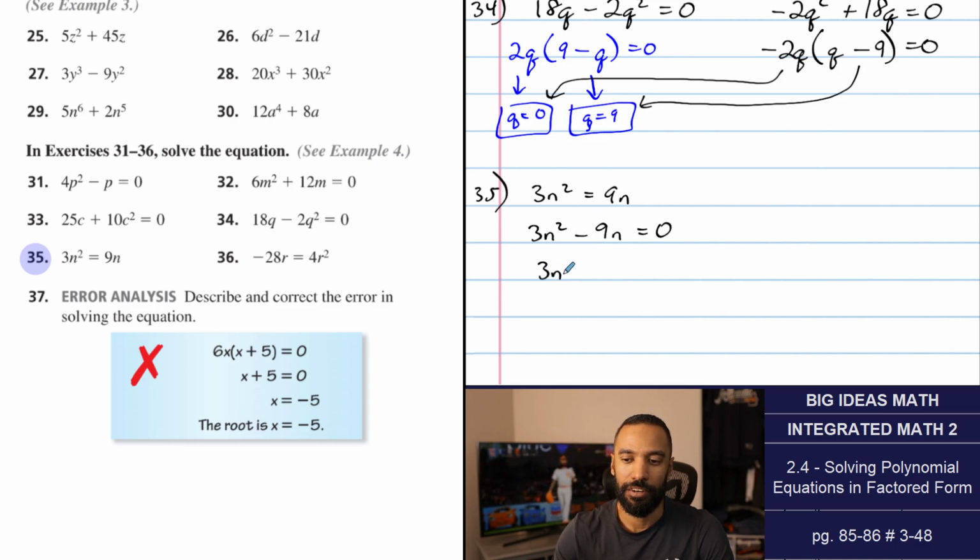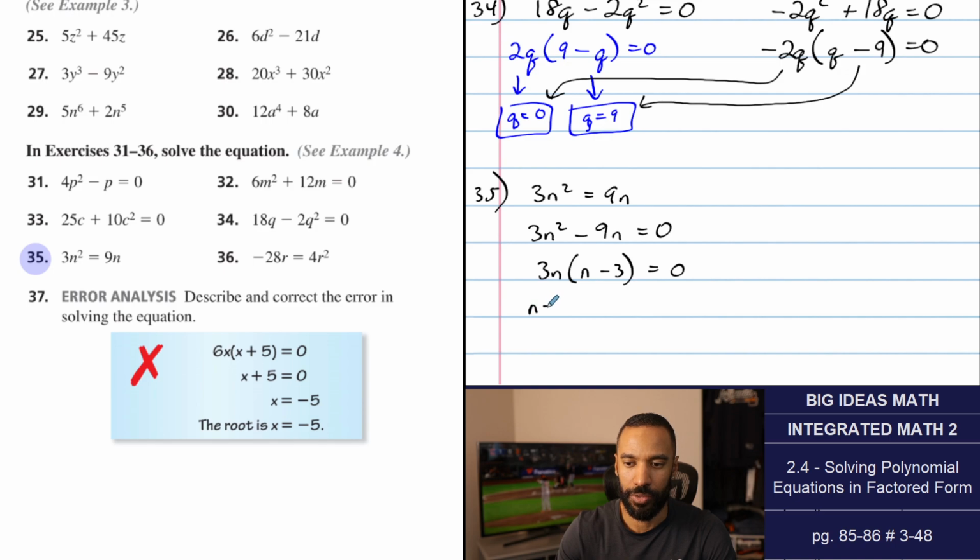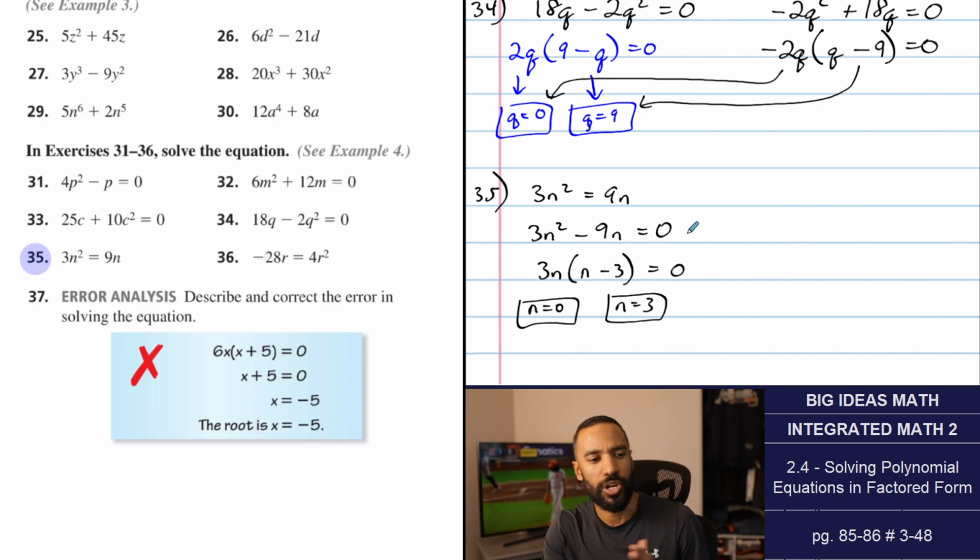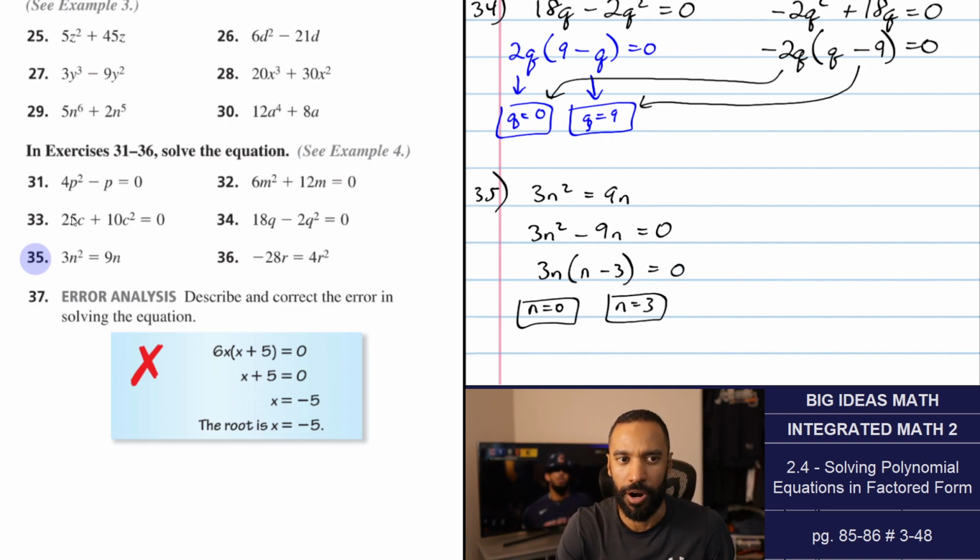So 3n can factor out. 3n times n is 3n squared. 3n times negative 3 is negative 9n. If 3n equals 0, then n equals 0. If n minus 3 equals 0, then n equals 3. You can see where my speed starts coming along here because we're practicing other parts like the factoring portion, setting equal to 0, and we've seen a lot of those now.